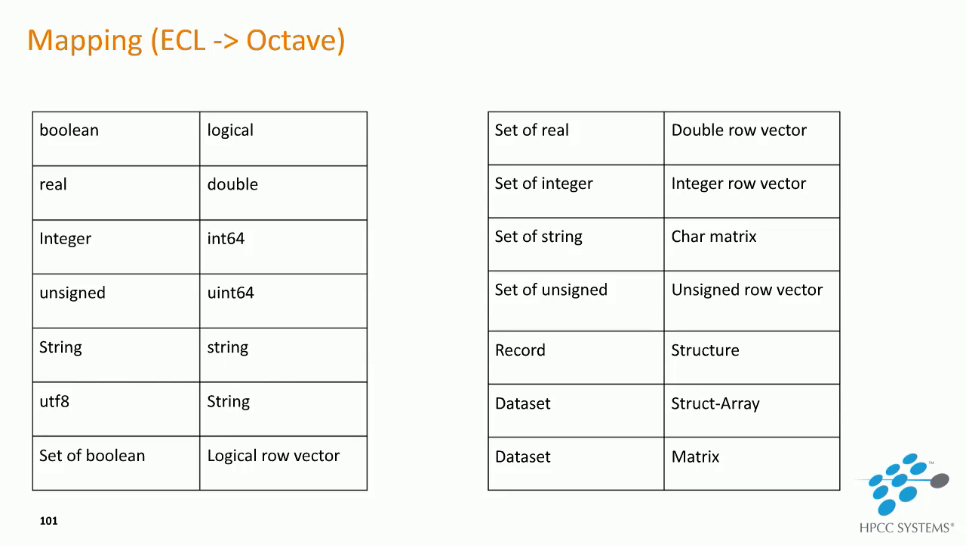And record is mapped to a structure. As I said, a structure is a data container similar to a record. Elements of the structure are accessed using the field names, and it is a one-to-one mapping, a proper mapping from record to structure. And data set is mapped to two types: structure array and matrix. I'll talk about why I map two types of data to data set, so we'll see that in our next slide.